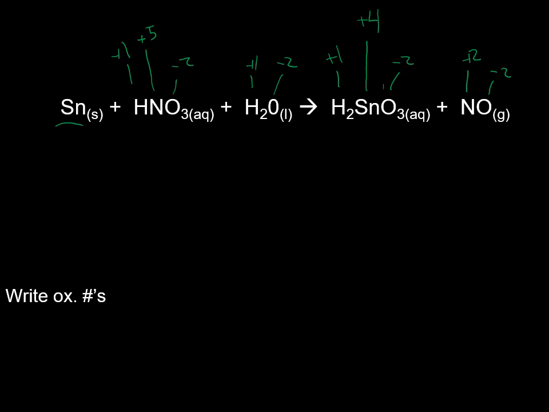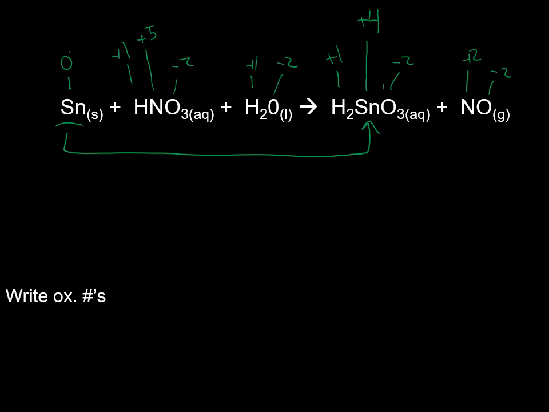Now, in terms of the tin here, it's starting out on the left-hand side at 0, and it is going up to +4. And so its oxidation number is increasing from 0 to +4.